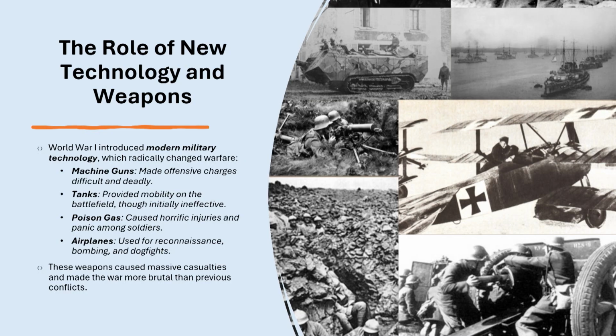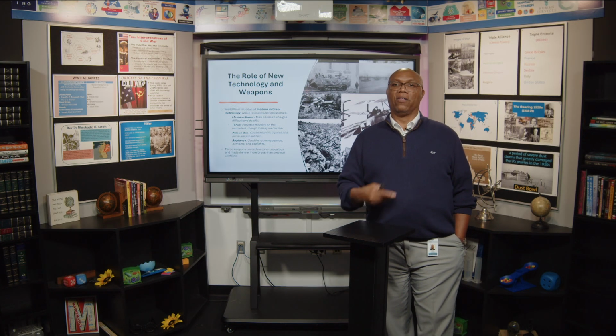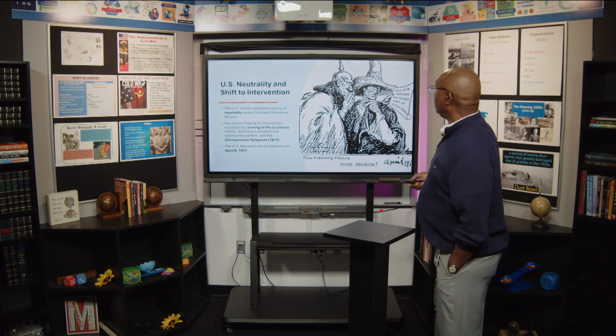Poison gas caused horrific injuries and panic among soldiers. Airplanes were used for reconnaissance, bombing, and dogfights. These weapons caused massive casualties and made the war more brutal than previous conflicts. And that's one of the things that contributes to World War I being called the Great War.